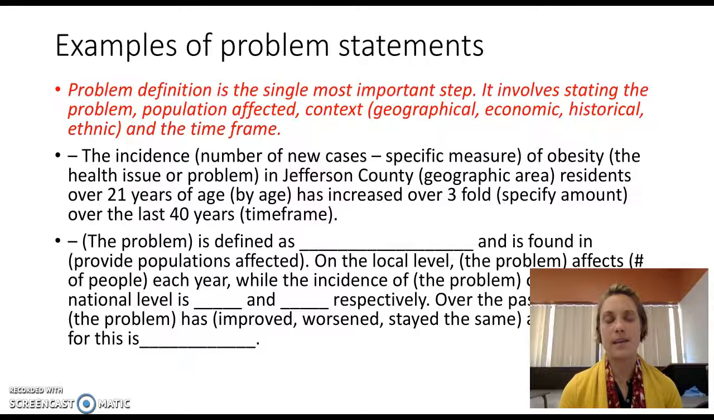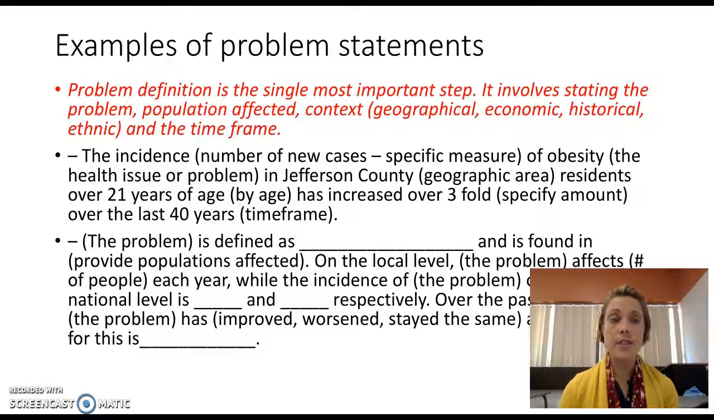So here are some examples. So the problem definition is the single most important step. So you have a lot to do in these next few days thinking about this statement. It involves stating the problem, the population affected, the context, which is the geographical, economic, historical, and ethnic context, and the time frame of the problem.